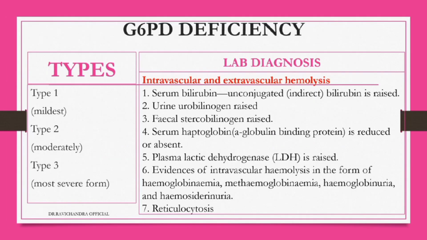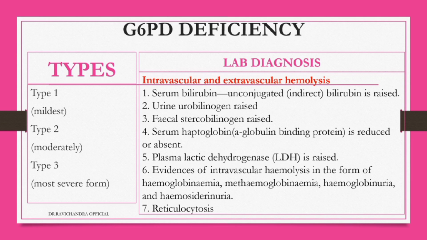Types of G6PD deficiency. It can be type 1, type 2, type 3. Type 1 is the mildest form, type 2 is the moderate form, and type 3 is the most severe form. Lab investigations for glucose 6-phosphate dehydrogenase deficiency. There will be intravascular and extravascular hemolysis. So the serum bilirubin, unconjugated or indirect bilirubin, will be raised. There will be raised urine urobilinogen, raised fecal stercobilinogen, and serum haptoglobin, which is a hemoglobin binding protein, will be reduced or absent in G6PD deficiency.